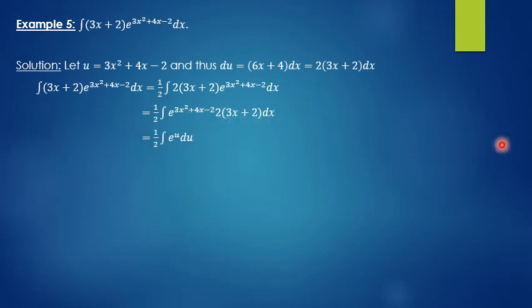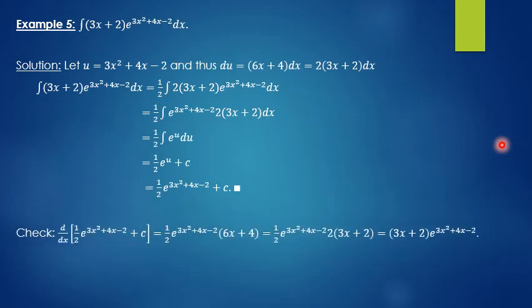So we would be able to rewrite it now as 1/2 integral of e to the u du, which would become 1/2 e to the u plus c. Substitute back the value of u, so we would have 1/2 e to the power 3x squared plus 4x minus 2 plus c. And if we get the derivative of that, then we would be able to get the original expression in the given.